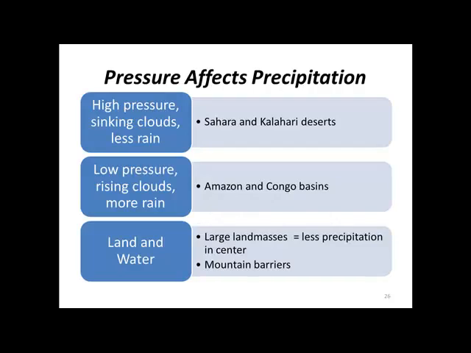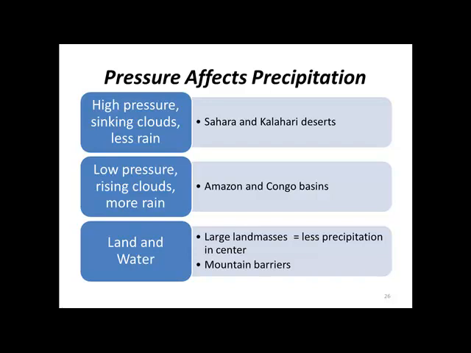So how does pressure affect our precipitation? Well, when we have high pressure systems, which we saw over a lot of continents, you have sinking clouds, which causes less rain. This happens in our desert areas, such as the Sahara, the Kalahari. When you have low pressure systems, we said that's going to cause the air to rise, which causes clouds and more rain to occur. This tends to happen over Amazon and Congo basins.